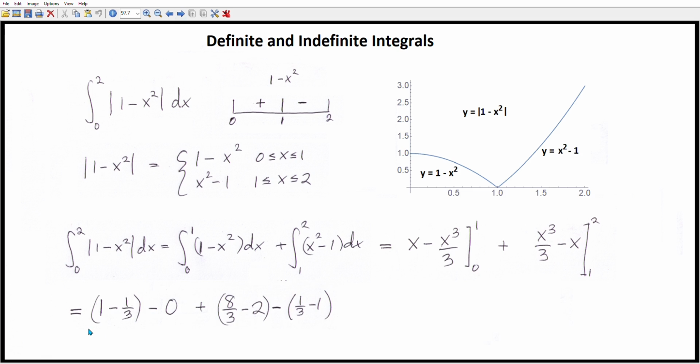Now we just go ahead and evaluate each of the integrals. So x minus x cubed over 3 between 0 and 1 gives us a 1 minus 1/3 minus 0. And x cubed over 3 minus x between 2 and 1 gives us an 8/3 minus 2 minus 1/3 minus 1. When we do this, we get a 2/3 here. We get a 2/3 here. We get minus minus 2/3 or 2/3 here. 2/3 plus 2/3 plus 2/3 is 2. And that is the value of this integral.